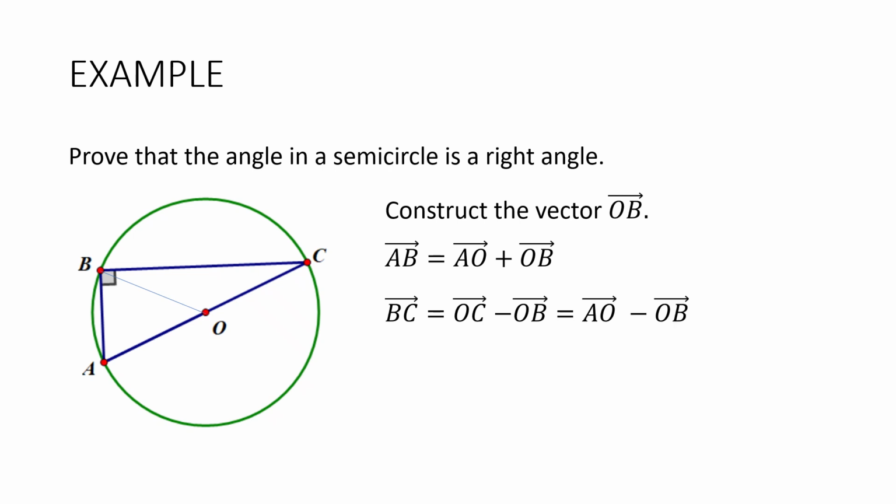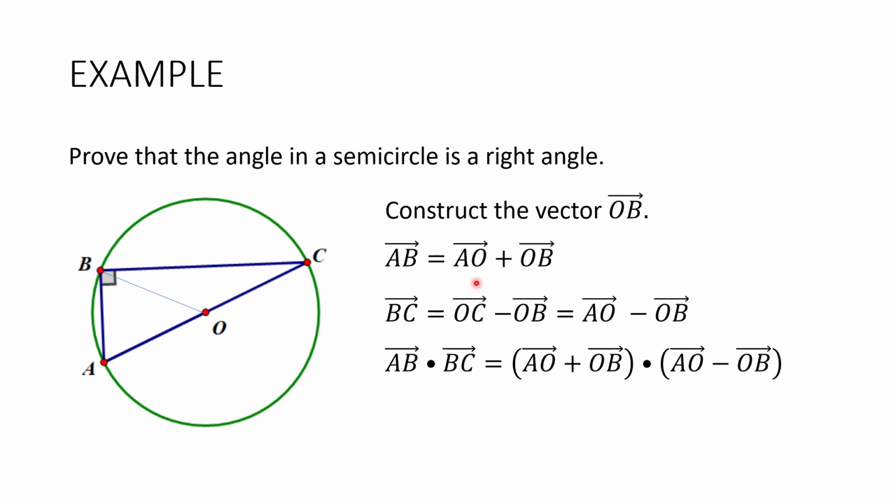Now let's do the dot product. So AB dot BC is (AO plus OB) dot (AO minus OB). Now this is the difference of two squares, so we're going to get AO dot AO, and remember that is the magnitude of AO all squared, take away OB dot OB. So that's what we end up with. But these two are both radiuses of the same circle, so they have the same length. So that is equal to 0. And so we've proved it.